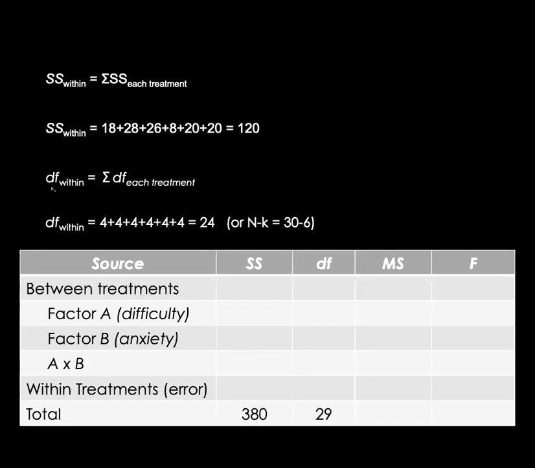Another way to calculate degrees of freedom for the within treatments is to take n minus k, the total sample size minus the number of groups. So that's 30 minus 6. You'll see that's also equal to 24. So that's a good way to check yourself for this degrees of freedom within value. And I put those values that I've computed into the table. So 120 and 24 go right here in the within treatments row.